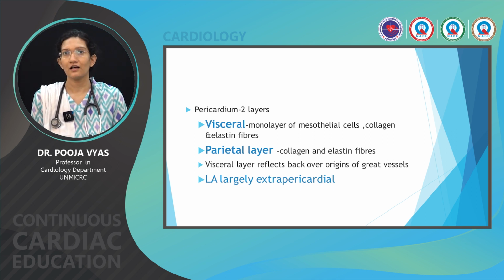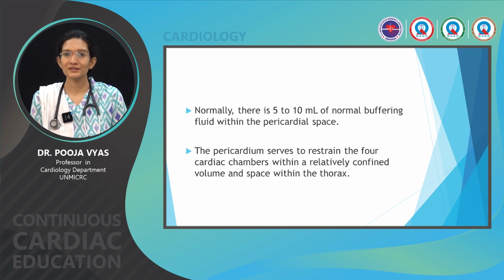atrium is largely extrapericardial. Normally there is 5 to 10 ml of pericardial fluid within the pericardial space, and the pericardium serves to restrain the 4 cardiac chambers within a relatively confined volume and space within the thorax.